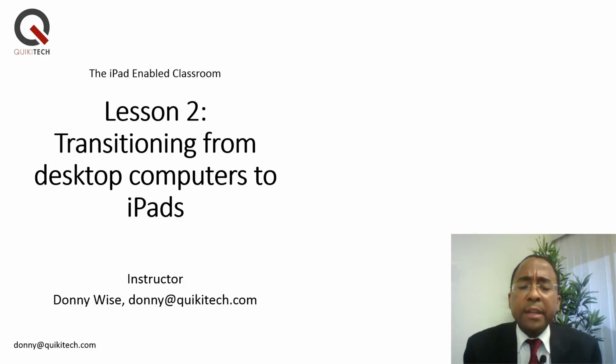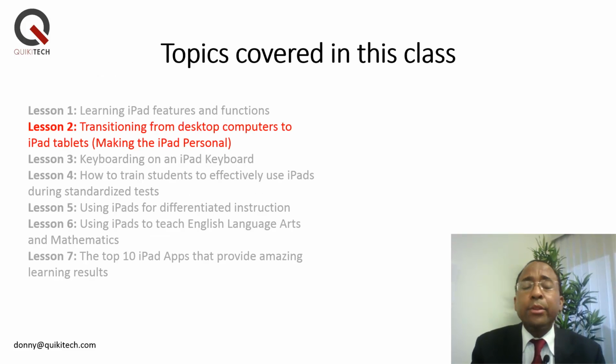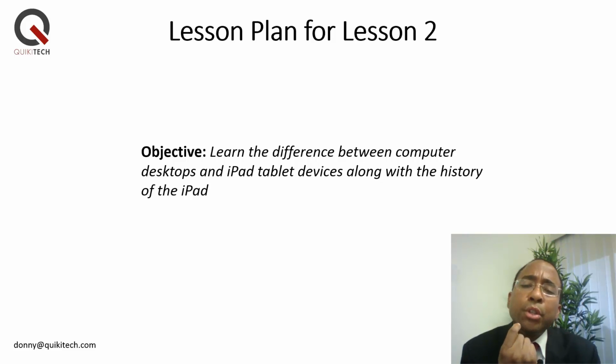But there are some differences that, if you understand them, will really ground you in your understanding of iPads. So as we review really quick, there are 7 total lessons. Congratulations, you are on Lesson 2, transitioning from desktop computers to iPad tablets, and we'll talk a little bit about making the iPad personal to you. The objective for Lesson 2 is really twofold. Number 1 is to learn the difference between computer desktops and iPad tablet devices, but it's also to learn the history of the iPad. And so you're going to be watching some videos where you see Steve Jobs introducing the iPad to the community.